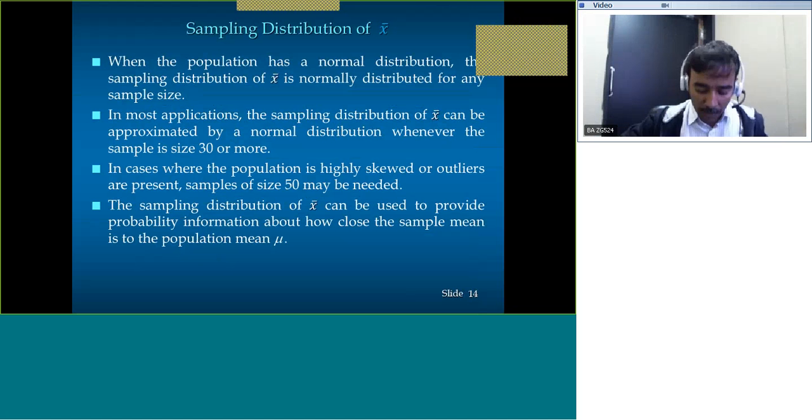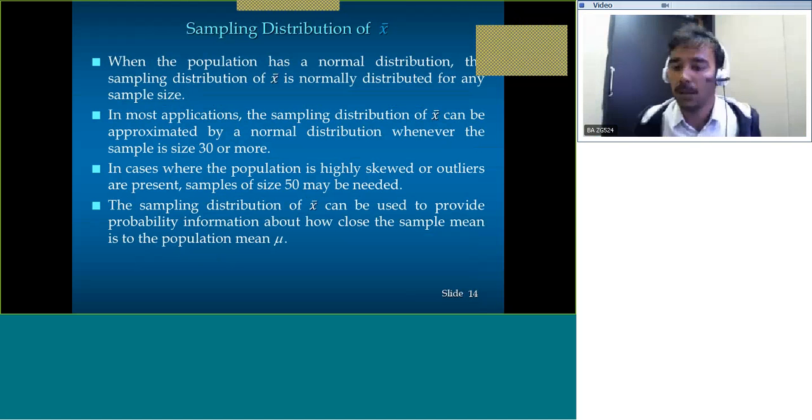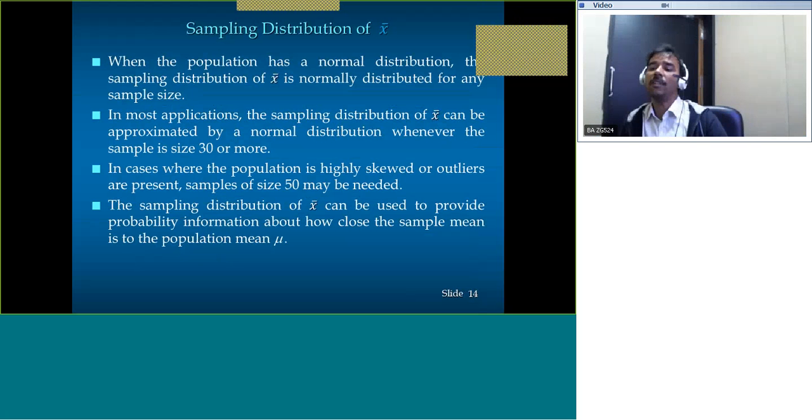Now, what type of distribution does your random variable x bar follow? If your population is normal, then the random variable x bar also follows a normal distribution. But if your population's distribution is unknown, it may or may not be normal, then if you take a large sample size, x bar follows a normal distribution. This is the central limit theorem.